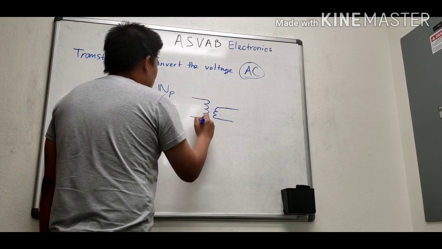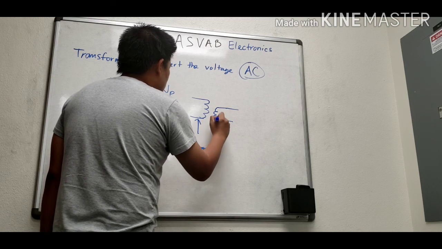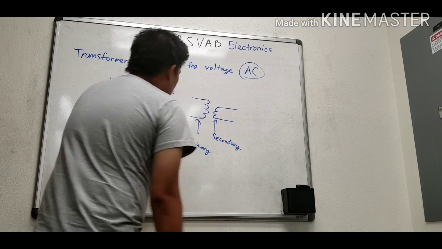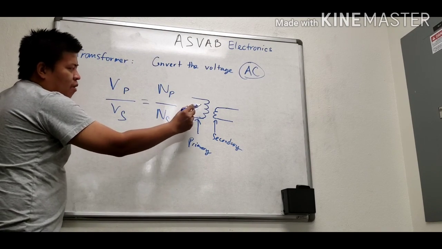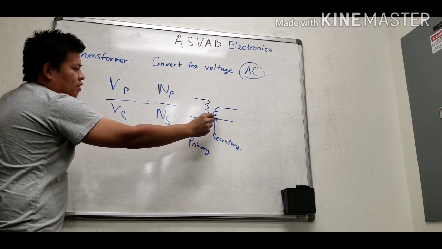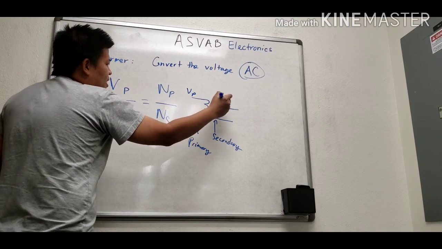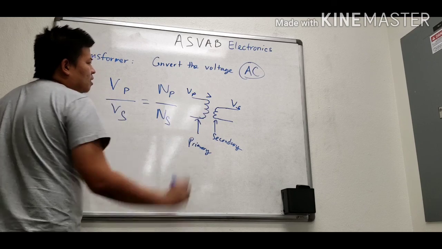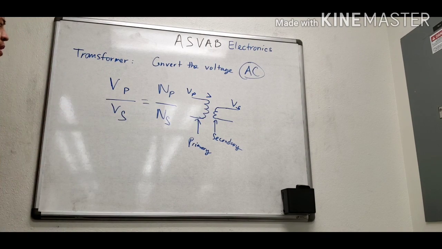So this is the primary. This is the secondary. In here, we can see that the turning of the primary is higher than the turning of the secondary. So the voltage of the primary is higher than the secondary. So that we have the ratio in here. This one will be on the test, and we need to learn about this.